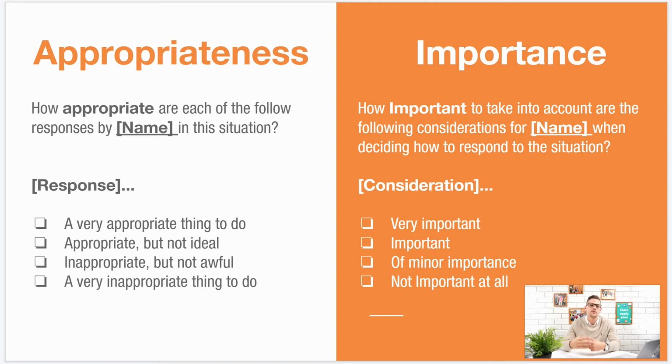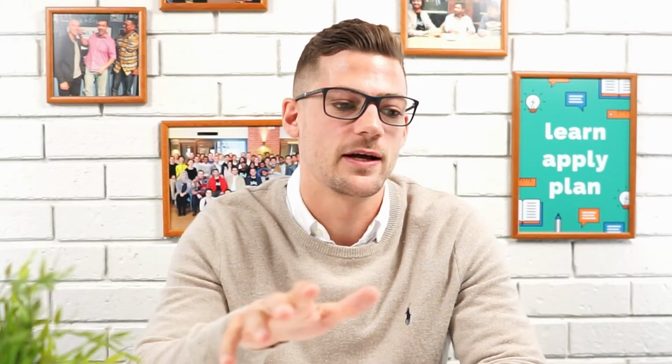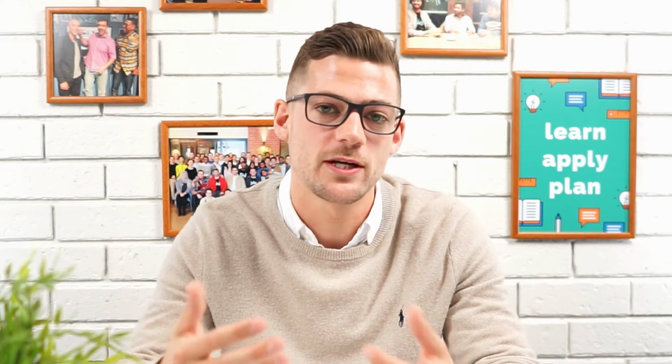be. For appropriateness type questions, we have a very appropriate thing to do, appropriate but not ideal, inappropriate but not awful, and a very inappropriate thing to do. Whereas for importance, we have very important, important, of minor importance, and not important at all. These are the major questions that you're going to encounter in the situational judgment test.